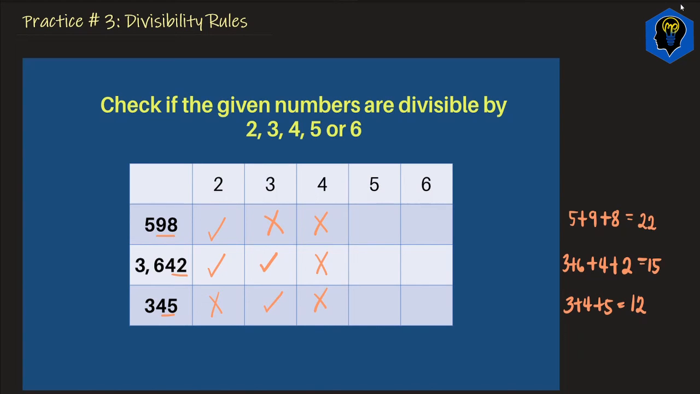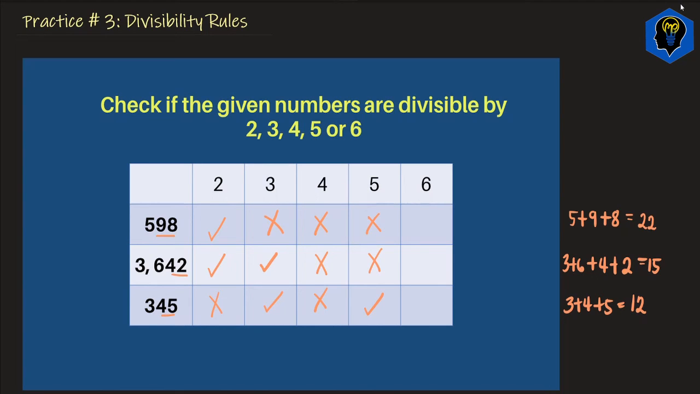And then again, for 5, what's the rule? Madali lang, diba? If the number ends in 0 or 5, the number is divisible by 5. So this will not be divisible by 5. This is not divisible by 5. The last one is divisible by 5.